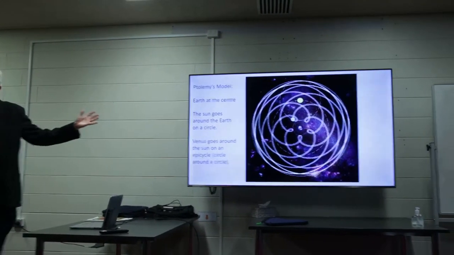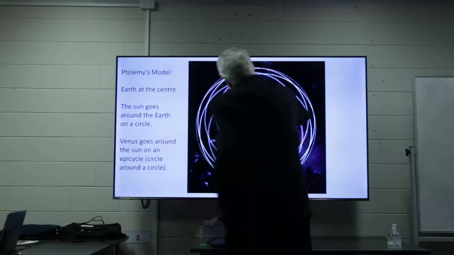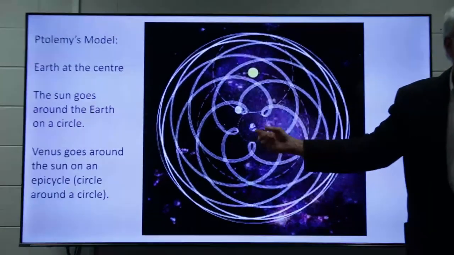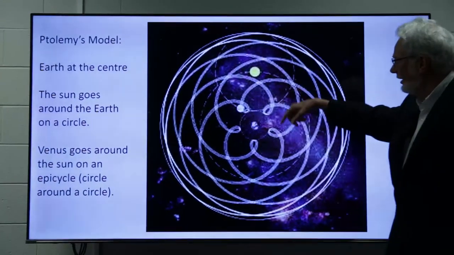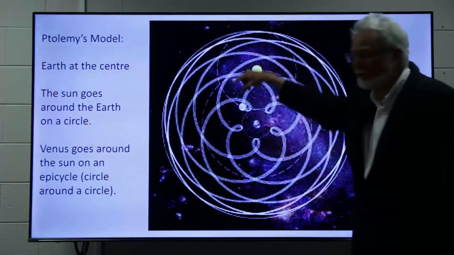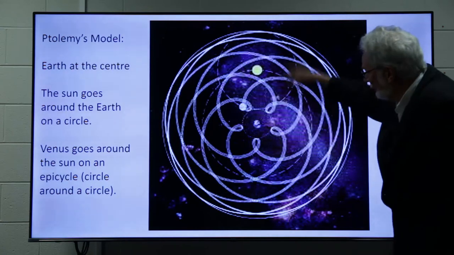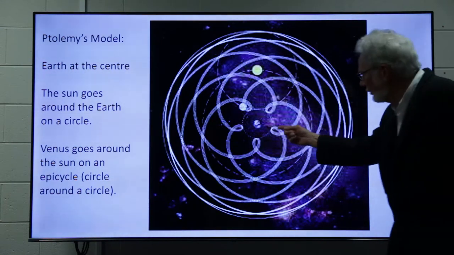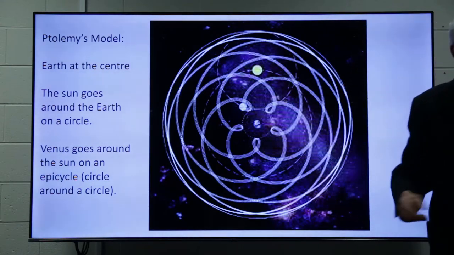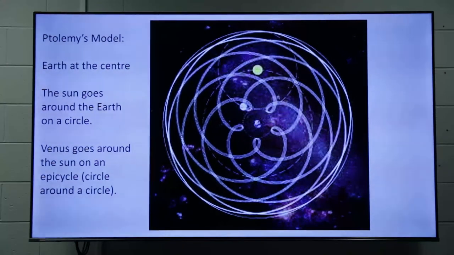Now, this was what Ptolemy did with that. He put the Earth at the center. It's a geocentric system. He had the sun going around on a circle, and he had Venus going around the sun on epicycles. And what that means is that Venus in Ptolemy's system does all of these funny corkscrews. But notice that it has five-fold symmetry, because for every 5 Venus cycles, it comes back exactly to where it started.